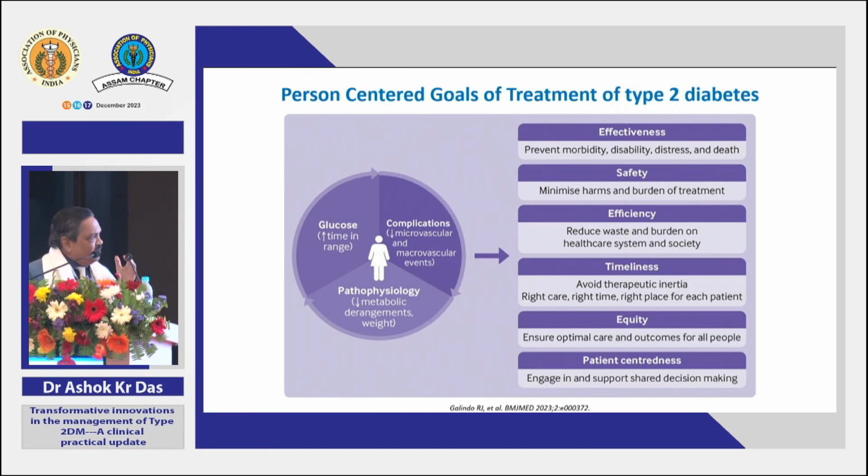We have to give drugs to efficiently reduce the waste and the burden on the healthcare system, society, timely medication, and of course, we are for the 4A. The drugs must be available, must be affordable, must be accessible, and must be appropriate.